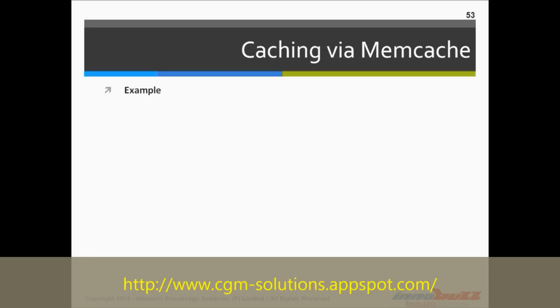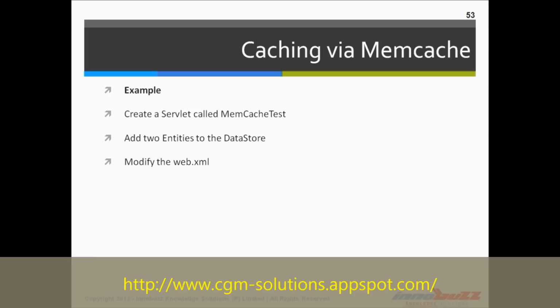Let's see how to create an example. For that, we will create a servlet called MemcacheTest, add two entries to the data store as well as in the Memcache, and then modify the web.xml to configure the servlet. Let's try to create an example.